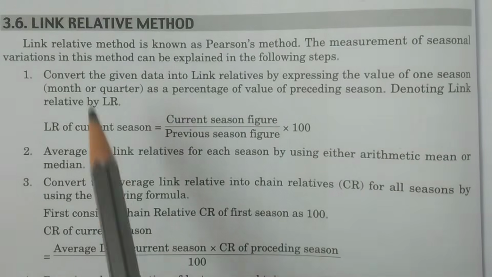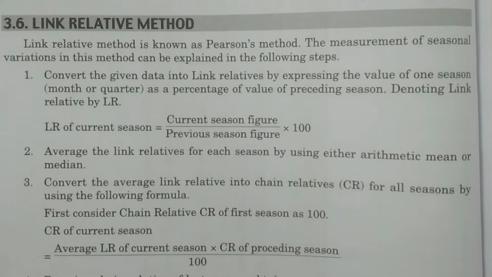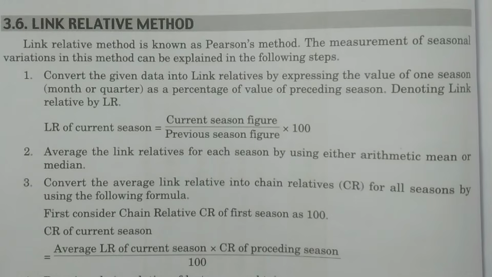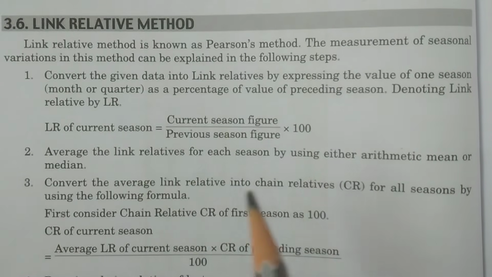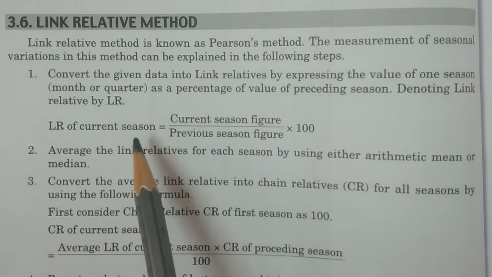In this class, I explain the link relative method. This is also one such method to obtain seasonal variations in time series data. In time series analysis, we have discussed various methods, such as the ratio to trend method and the ratio to moving averages. Now the link relative method is one such method to obtain the seasonal variations. Quickly look at the procedure.